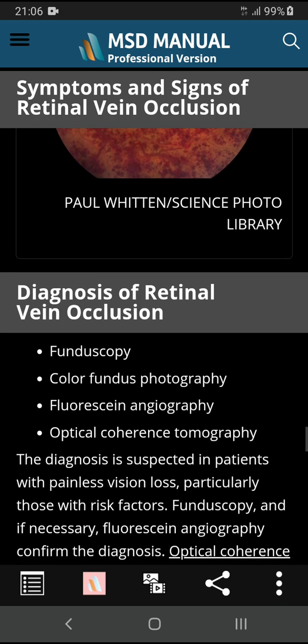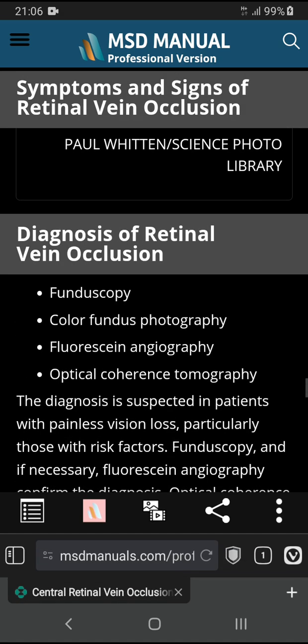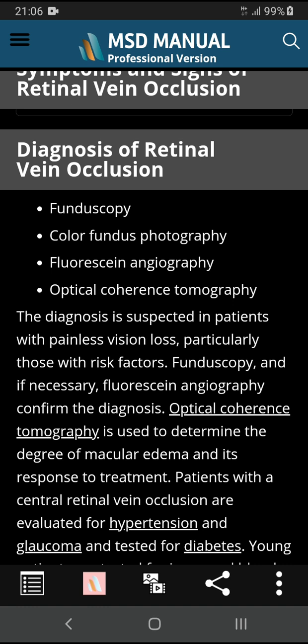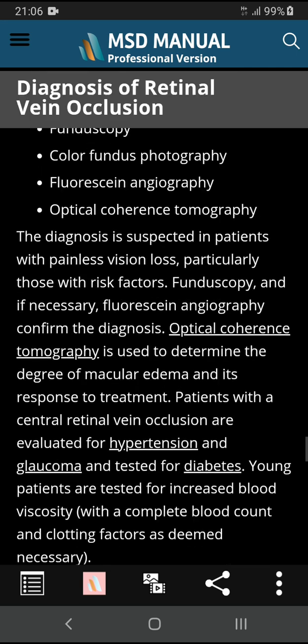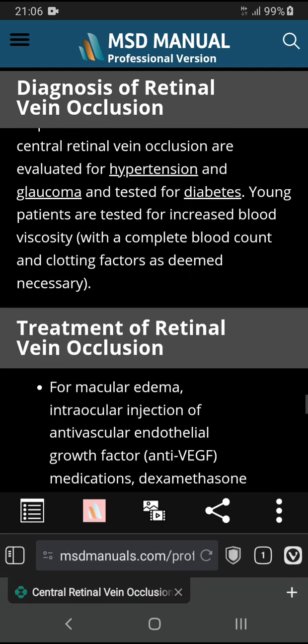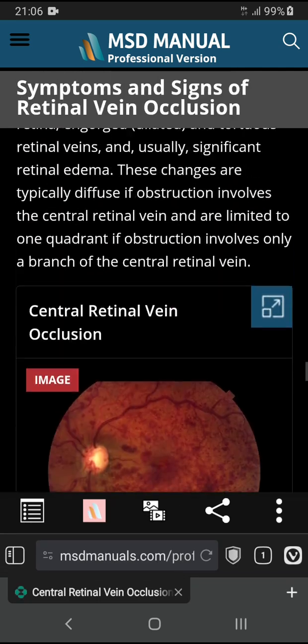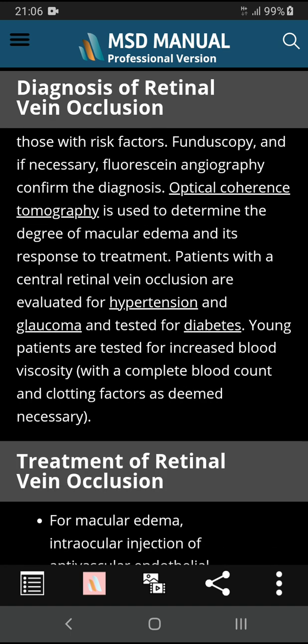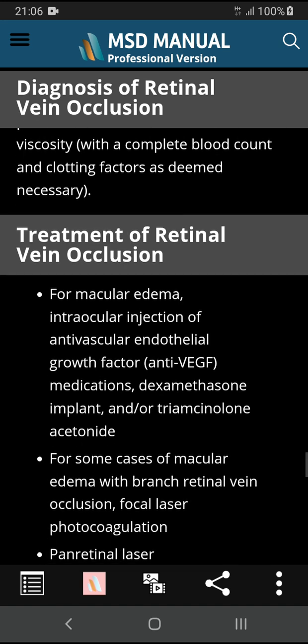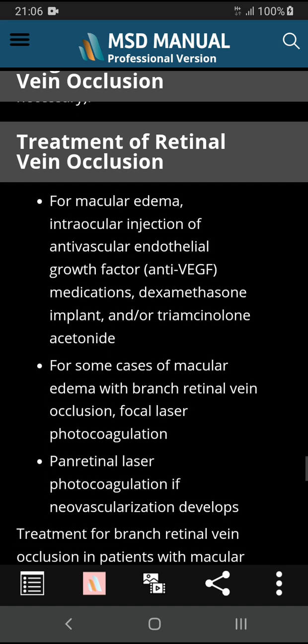Okay, so the diagnosis can be made with what you can see here. OCT, sometimes you can see macular edema, so OCT can help here. Fundoscopy, as you saw, and also you can look for the risk factors like glaucoma and increased IOP, hypertension, diabetes, and viscosity of the blood, and so on.